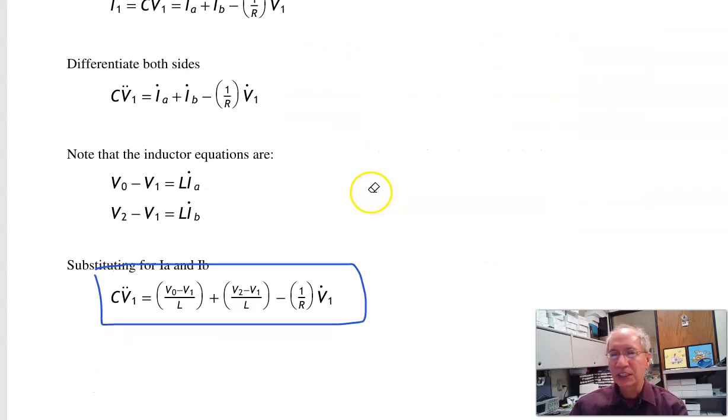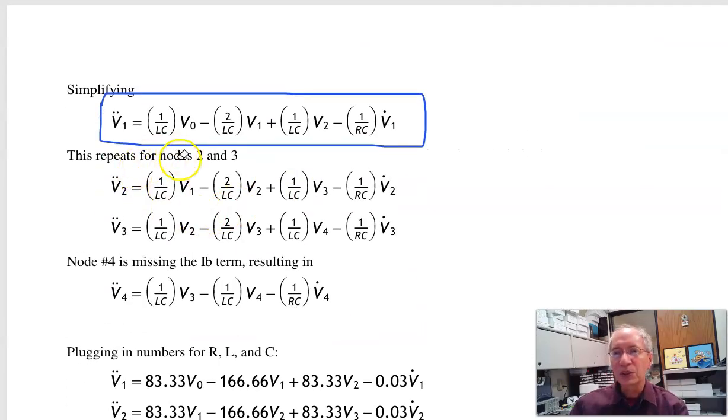Just increase the index. So here's node 2, increase the index by 1. Node 3, increase the index by 1. At node 4, same thing, except that there is no node 5. So this term goes away. And one of these two goes away, because one came from the right. So I just get 1 over LC. So these are the 4 coupled differential equations that describe the circuit.